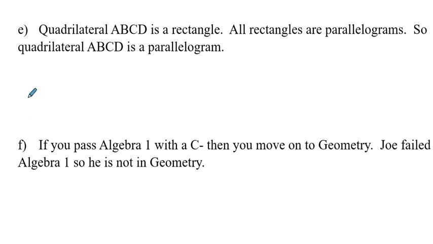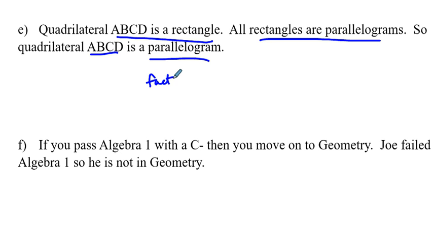Here's E. It says quadrilateral ABCD is a rectangle. Okay, we're going to learn about this later in the year, about four-sided shapes and the different kinds that there are. All rectangles are parallelograms. Therefore, ABCD is a parallelogram. That follows a line of facts, right? First we say that it's a rectangle, then we say rectangles are parallelograms. Therefore, the shape we started with has to be a parallelogram. Okay, so since we have facts here, this is deductive reasoning.